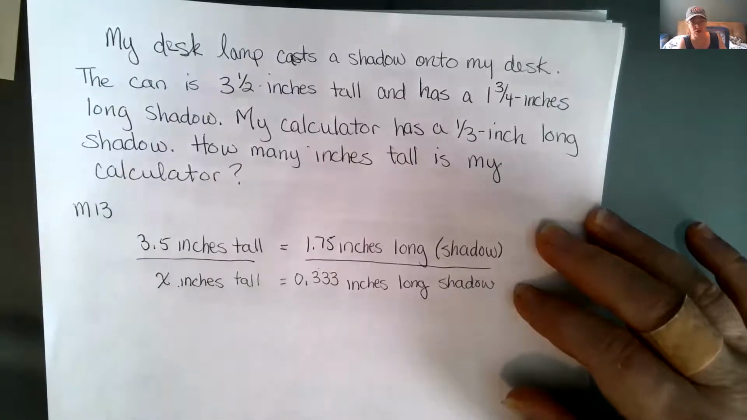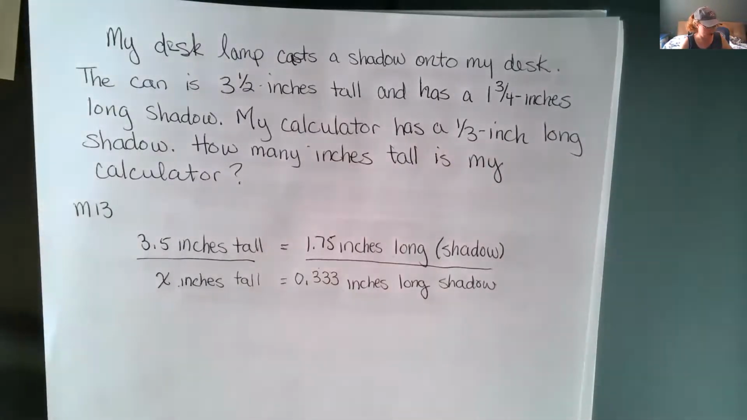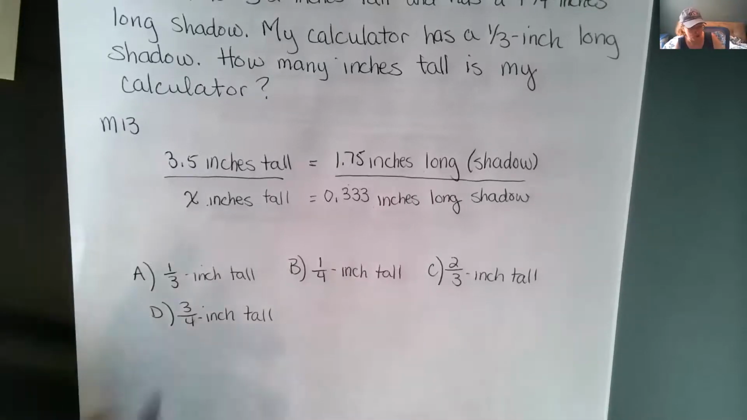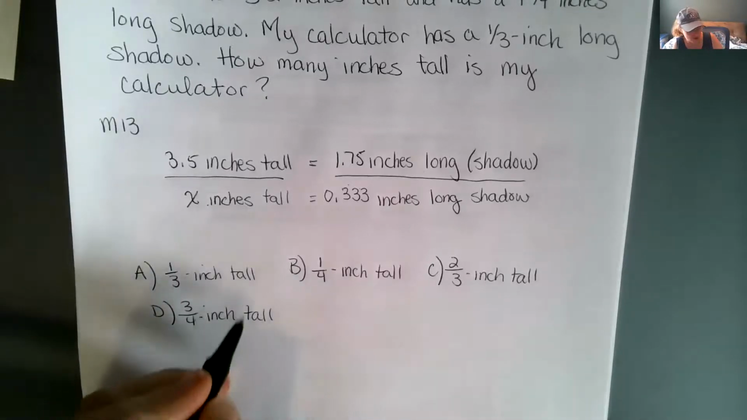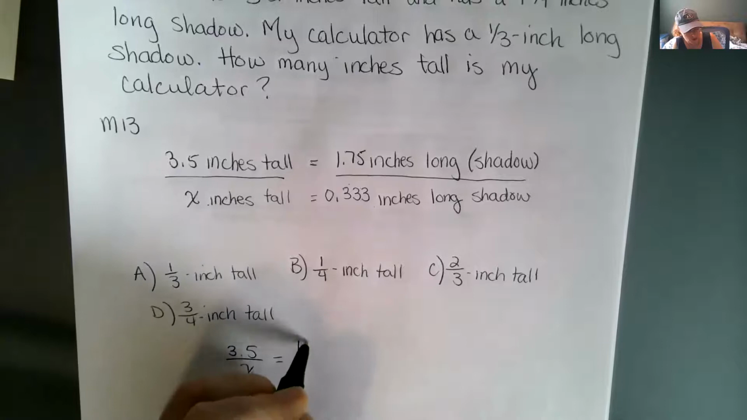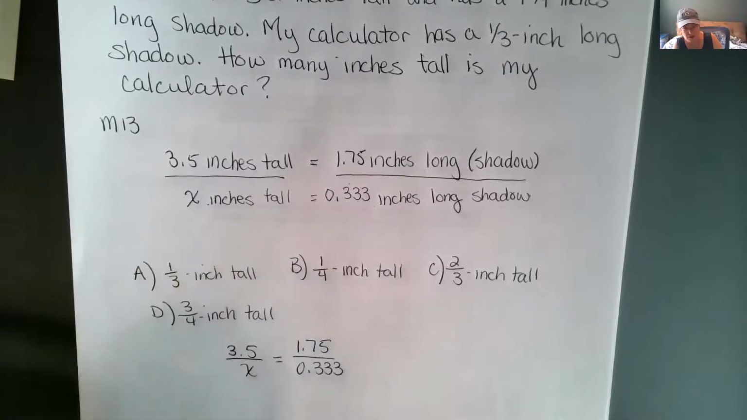So I'm going to pause the recording again and give you guys, pause your recordings that you're doing, your playbacks, and see if you can solve for X. Okay, I'm recopying. I gave you some answer choices. They just appeared out of nowhere probably for you. I've got 3.5 over X is equal to 1.75 over 0.333.